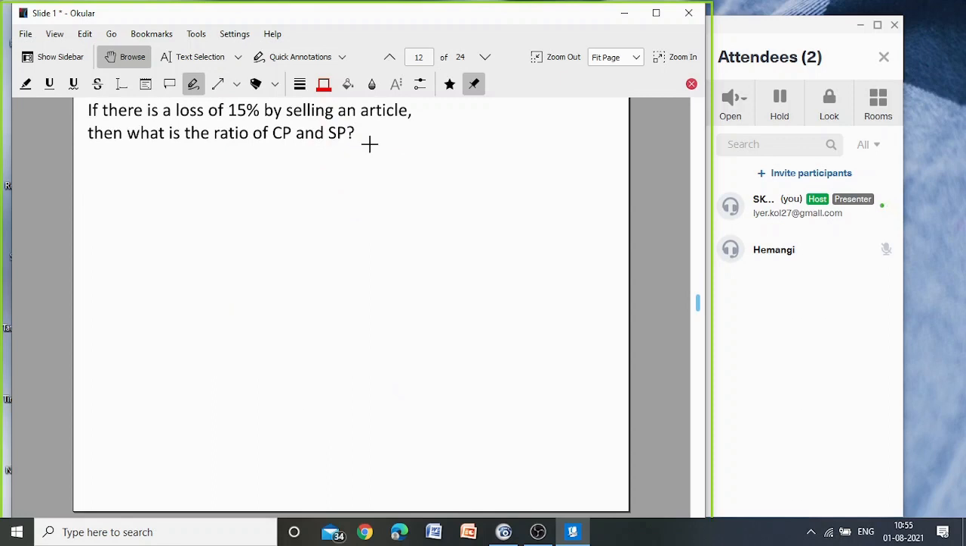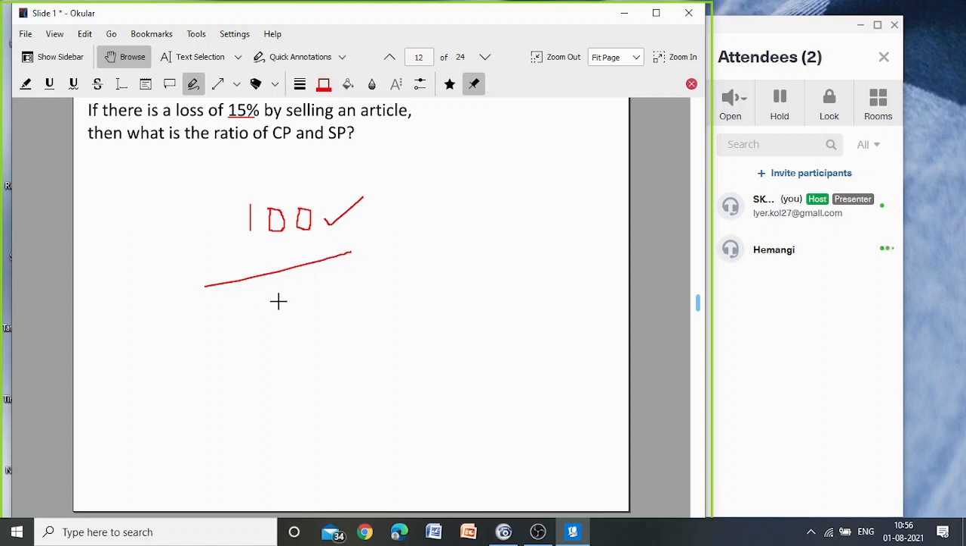If there is a loss of 15% by selling an article, then what is the ratio of cost price and selling price? If there is a loss of 15%, then in percentage, what will be the selling price? Cost price is always 100. So if there is a loss of 15%, then what would be the selling price?